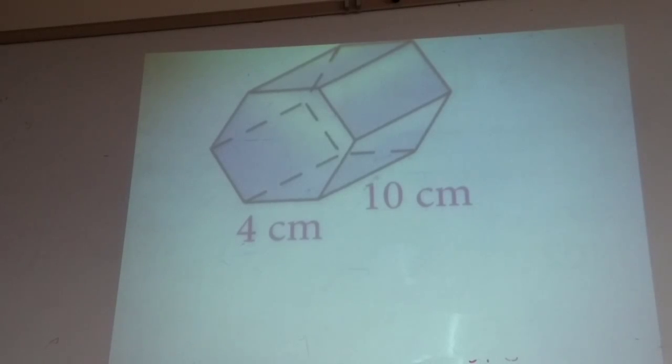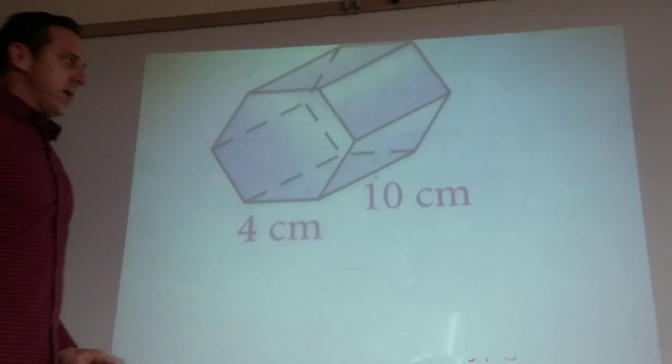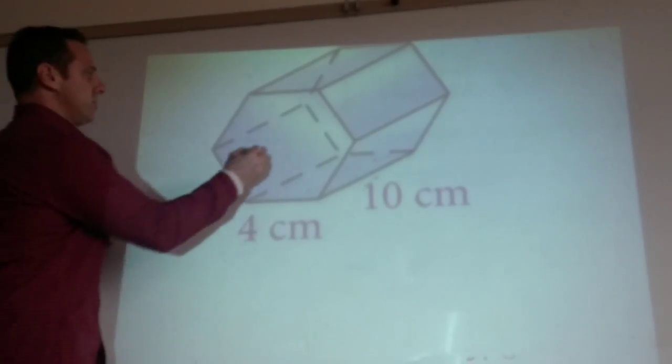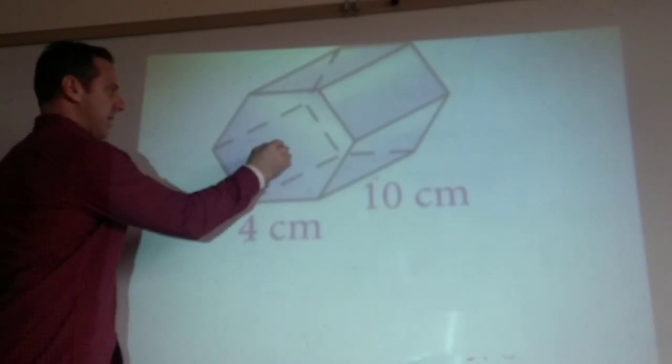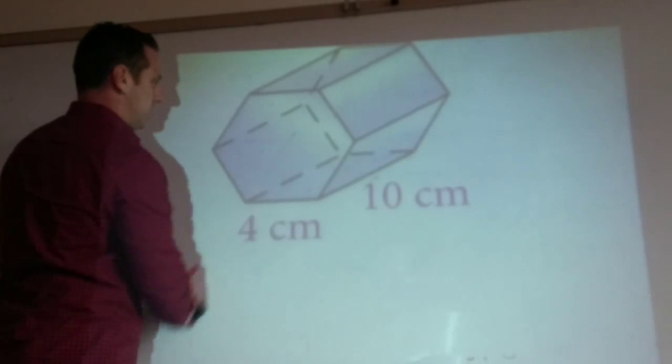So here we're going to find the surface area of a regular hexagon. We are not going to use the formula of a regular hexagon. What we're going to do is divide the regular hexagon into triangles.